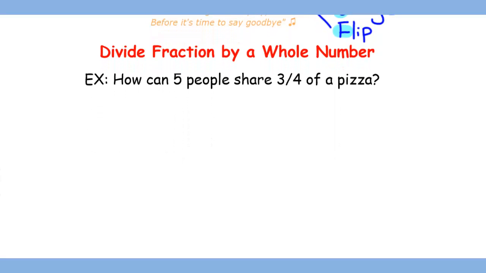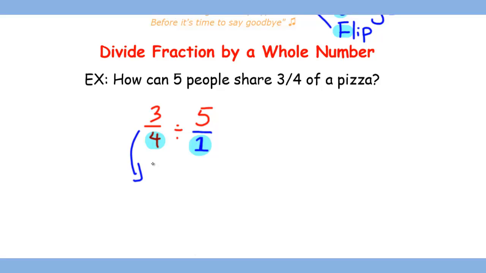In this example, we are dividing a fraction by a whole number, and the example asks us to see how 5 people can share 3/4 of a pizza. So this question mathematically means to do 3/4 divided by 5 whole, which you can also rewrite as 5/1. They are the same thing. And the first thing we can do, using what we learned in the last 2 slides, is turn both into the same denominator. With 4 and 1, the common denominator will be 4.